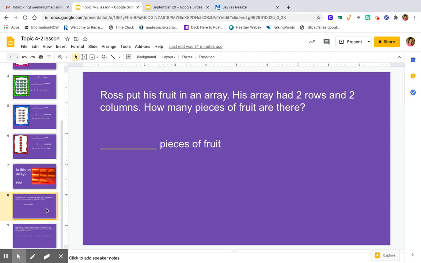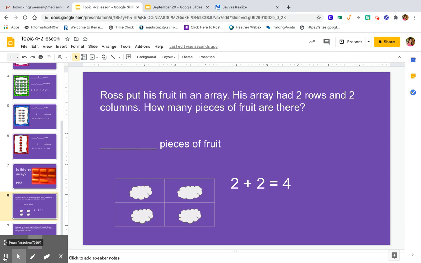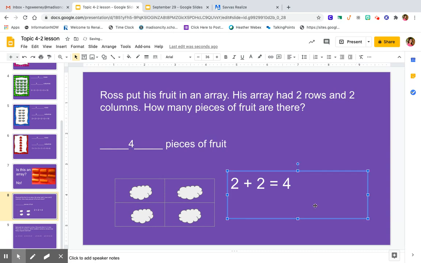This says Ross put his fruit in an array. His array had 2 rows and 2 columns. How many pieces of fruit are there? What I want you to do is draw this out on your notebook and then answer the question and come back here to check after you're done. Your array should look like this. 2 rows, 1, 2, and 2 columns, 1, 2. Then your repeated addition sentence should be 2 plus 2 equals 4. So Ross has 4 pieces of fruit.